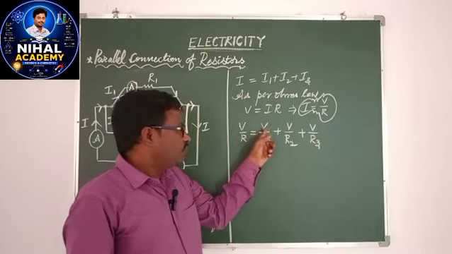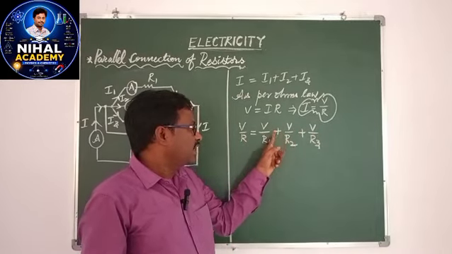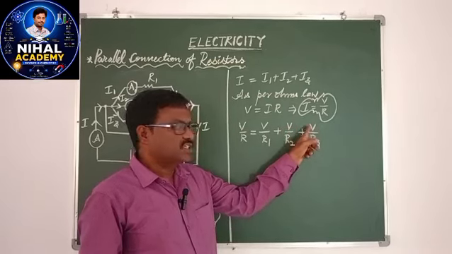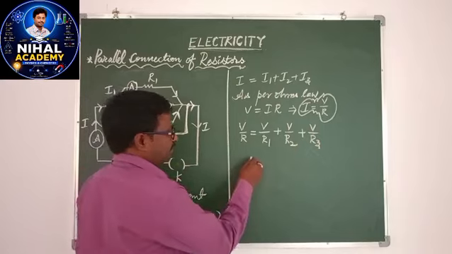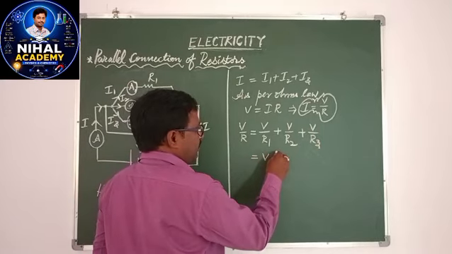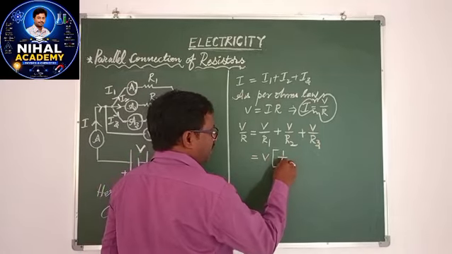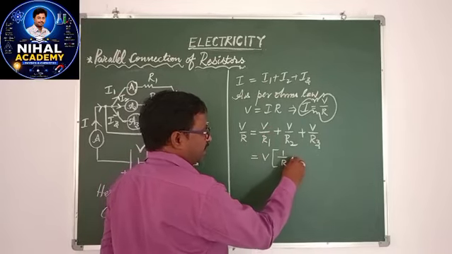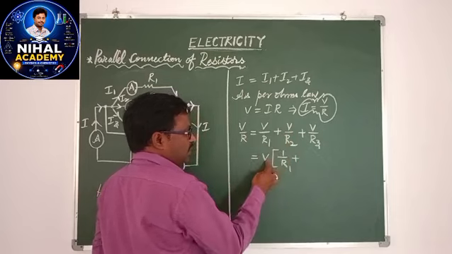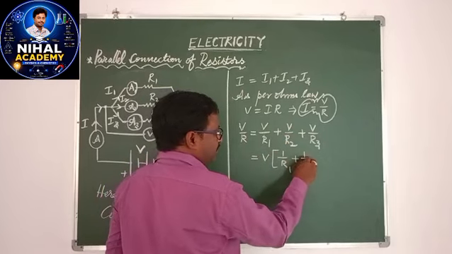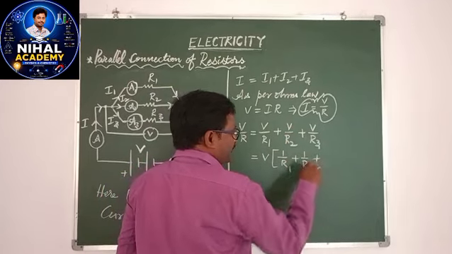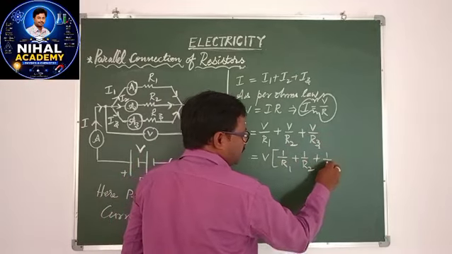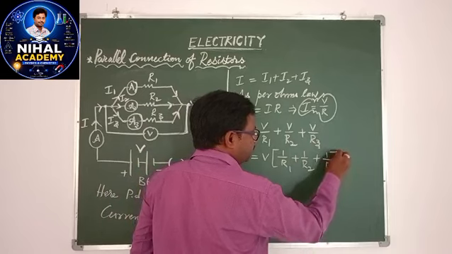Look here, V is constant: V by R1 plus V by R2 plus V by R3. Since V is constant, we can take out V as common. So V into 1 by R1, V taken out, then 1 by R1 is left here, plus 1 by R2 left when V is taken out, plus V is taken out, then the left term is 1 by R3.